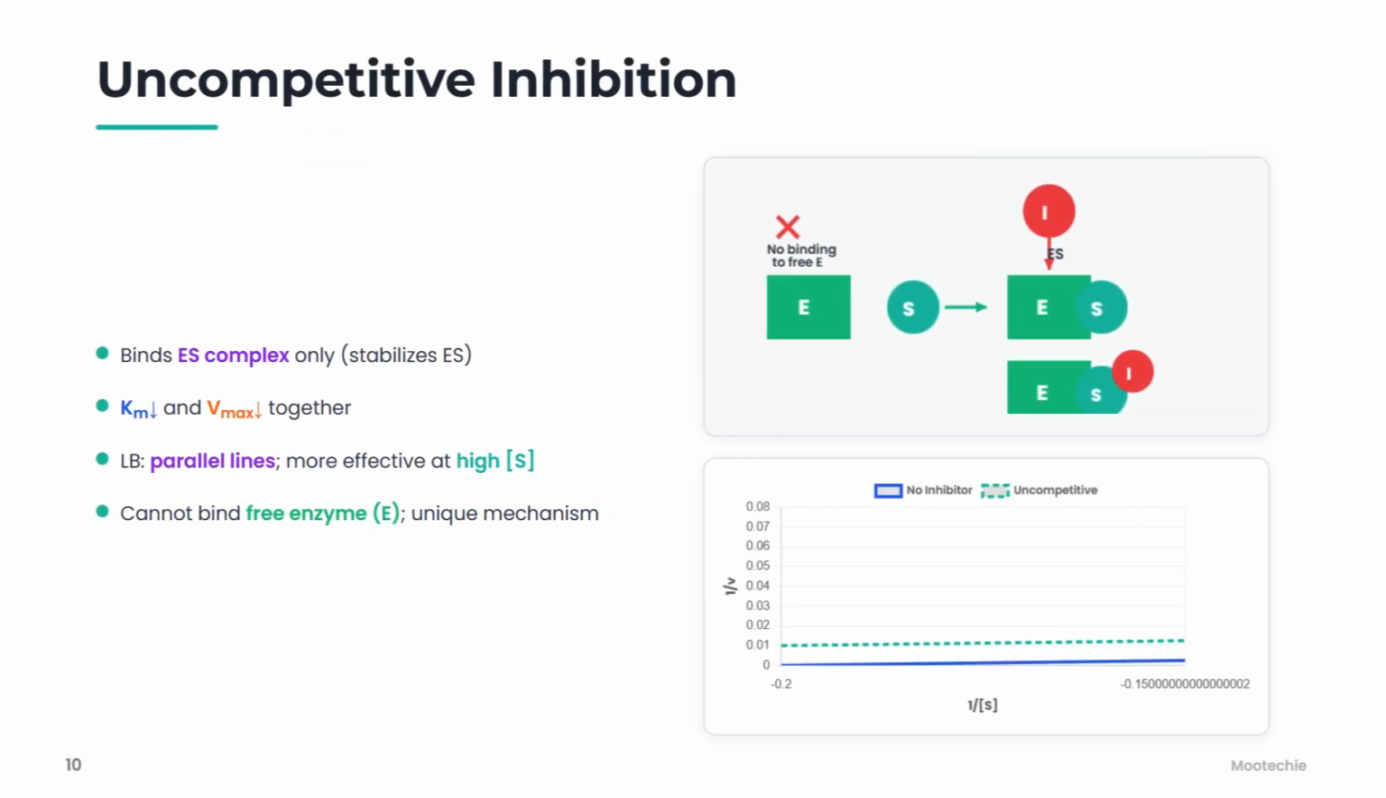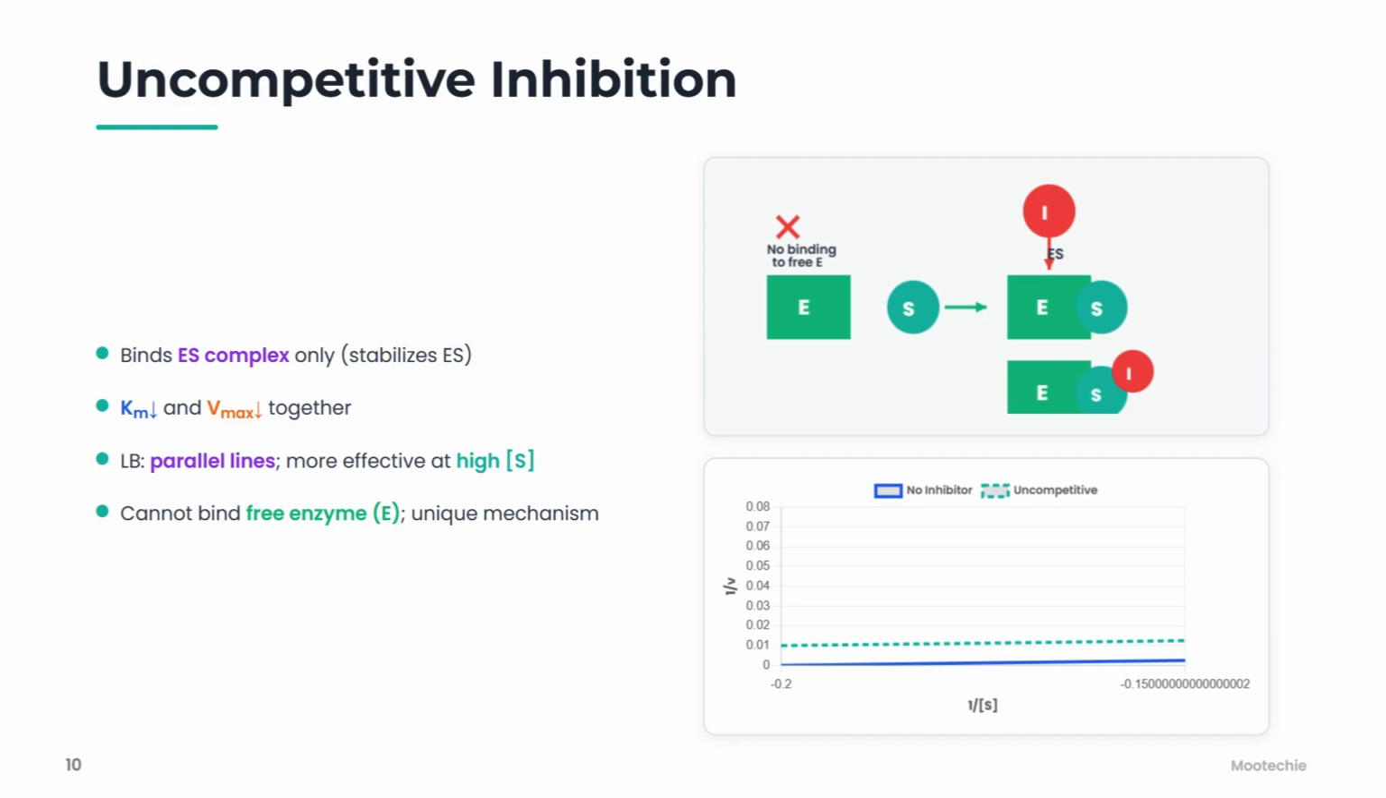Next, we explore uncompetitive inhibition. This inhibitor binds only the ES complex, which actually stabilizes it. Both Km and Vmax decrease together. On a Lineweaver Burk plot, this results in parallel lines.